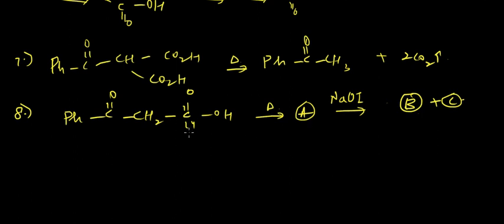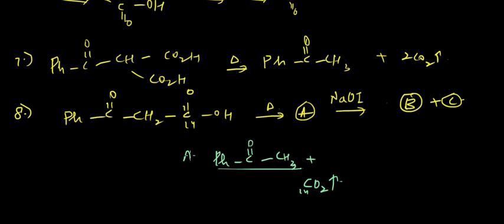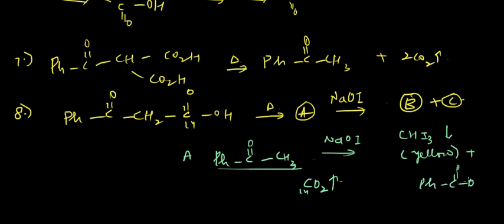So what will be product A? When we heat it, we will actually be getting something like this, CH3 plus C14O2 released. Okay, this will be product A. And on this, when we again apply NaOI, a haloform reaction will take place, in which CHI3, a yellow precipitate, will form, and along with that we'll get an acetate ion, or rather a carboxylate ion in a general way.